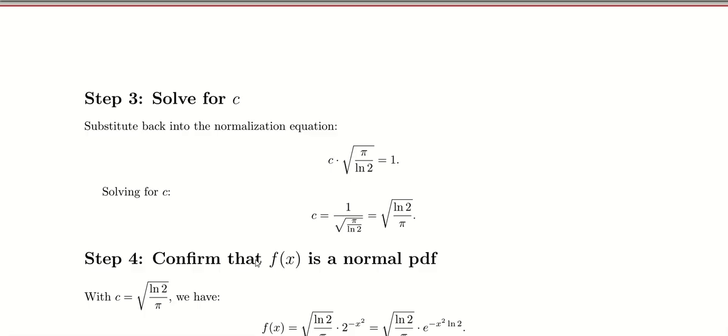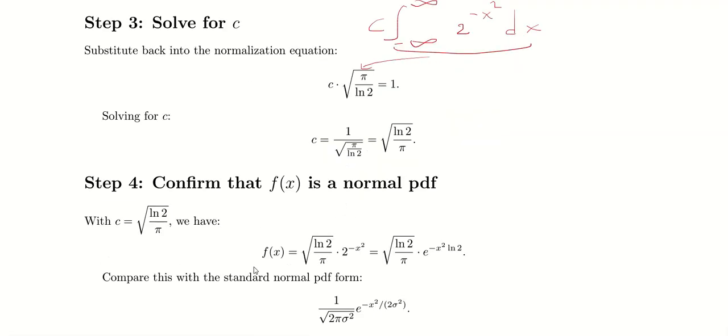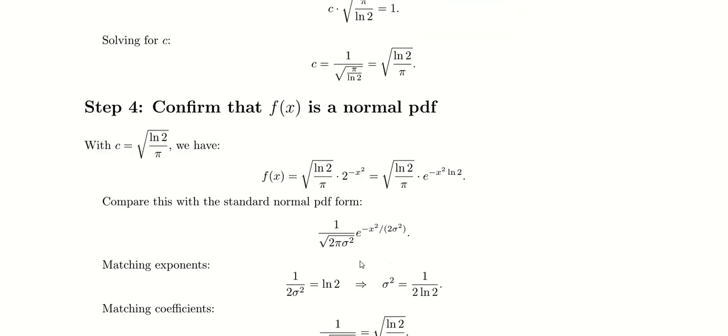So recall that for the integral, we have c times the integral from negative infinity to positive infinity of 2 raised to negative x squared power dx. This became square root of pi over natural log 2, and that's going to equal 1. So c will just be the reciprocal, which is square root of natural log 2 over pi. So putting it together, f of x is equal to square root of natural log 2 over pi times 2 to the negative x squared power, which, if you want, you can rewrite as square root of natural log 2 over pi times e to the negative x squared natural log 2.